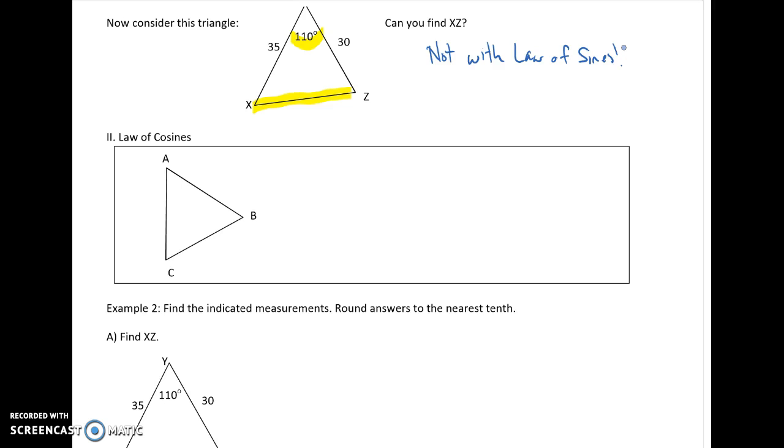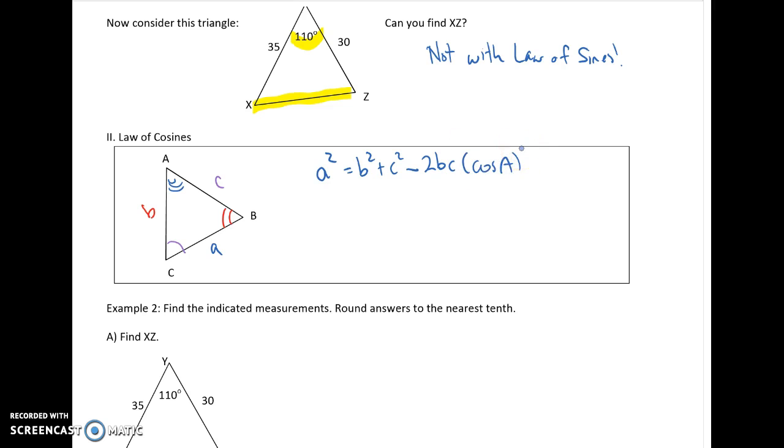That's where law of cosines comes in. So once again, we want to think about the opposite side and opposite angle relationships. So remember the pairs: angle A and little a, angle B and little b, and angle C and little c. Here's the law of cosines. So you take one leg, so we can say a squared, okay? That is going to equal b squared plus c squared minus 2 times b times c times cosine of A.